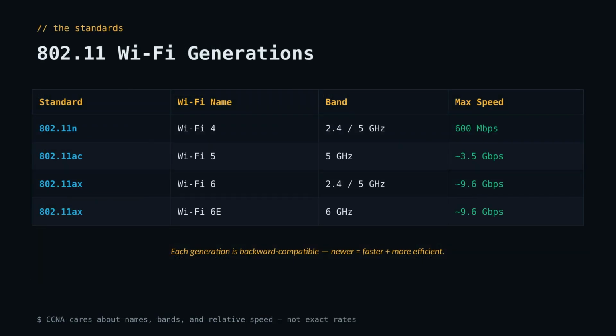Those frequency bands map directly onto the 802.11 generations you'll need to know. Wi-Fi 4, the 802.11n standard, was the first to use both 2.4 and 5 GHz. Wi-Fi 5, or 802.11ac, went 5 GHz only and pushed speeds into the gigabit range. Then 802.11ax, Wi-Fi 6 and 6E, brought us up to around 9.6 gigabits, with 6E opening up that fresh 6 GHz band. For the exam, don't memorize exact rates. Just lock in the names, the bands, and which one is faster than the last.